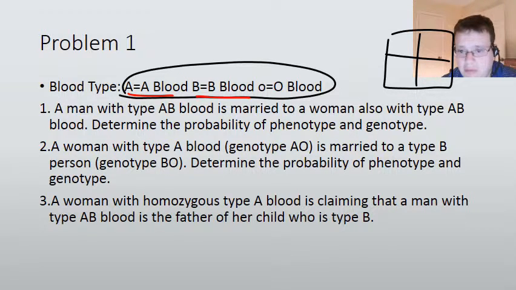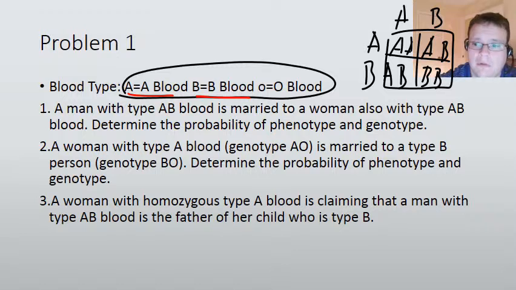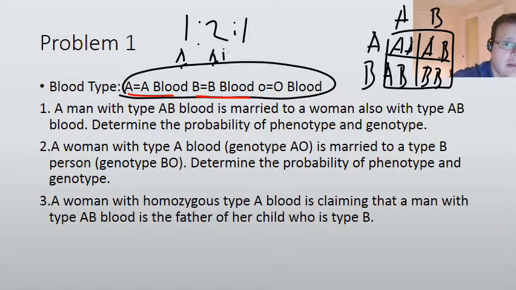So a man with type AB blood is married to a woman who is also with type AB blood. Determine the probability of phenotype and genotype of their offspring. So they both have AB blood. Okay, and then so we know that this offspring is going to have A blood. This offspring will be AB, this offspring will be AB, and this offspring will be BB. Okay, so it's a 1 to 2 to 1 for the genotype and phenotype. So we have one A blood, two AB blood, to one B blood. All right, so the genotype and phenotype will be exactly the same, a 1 to 2 to 1. All right, so they have a greater probability of getting a child with AB blood.